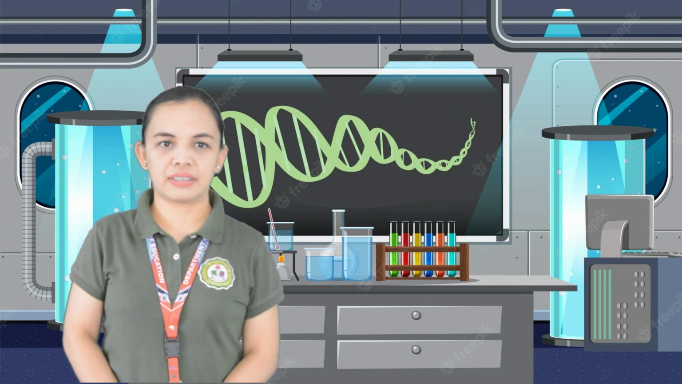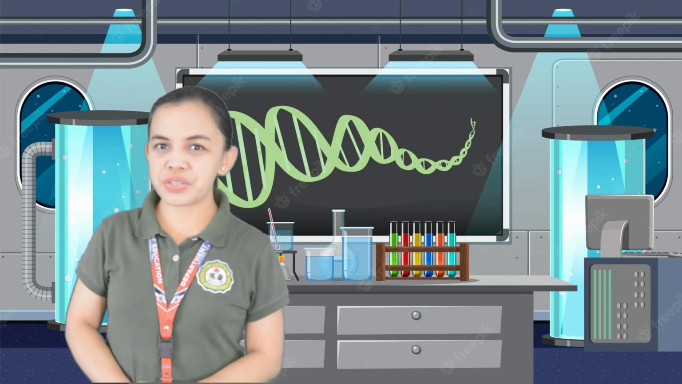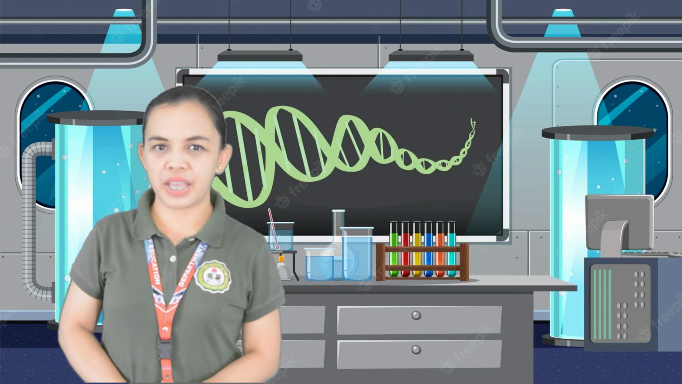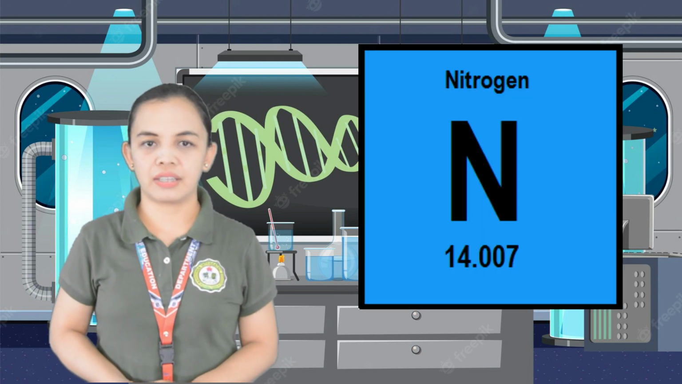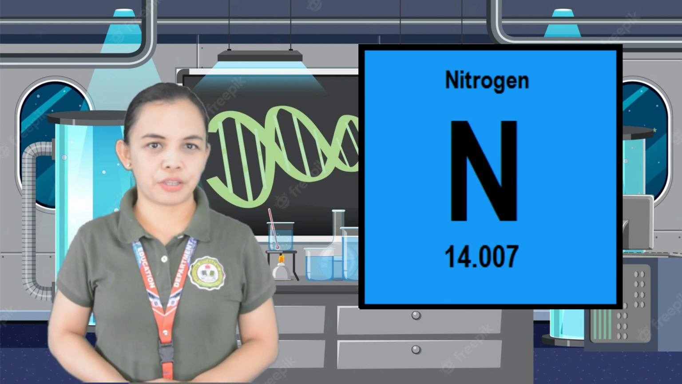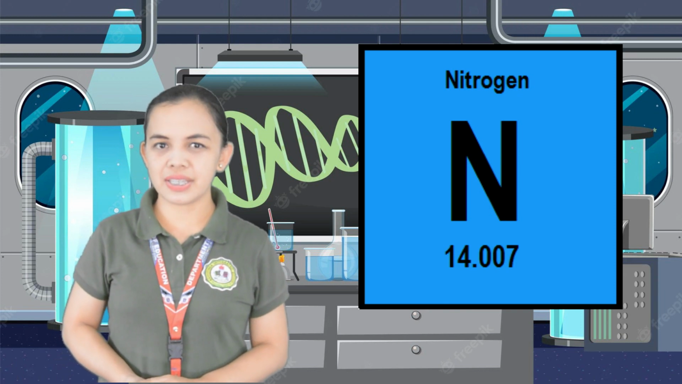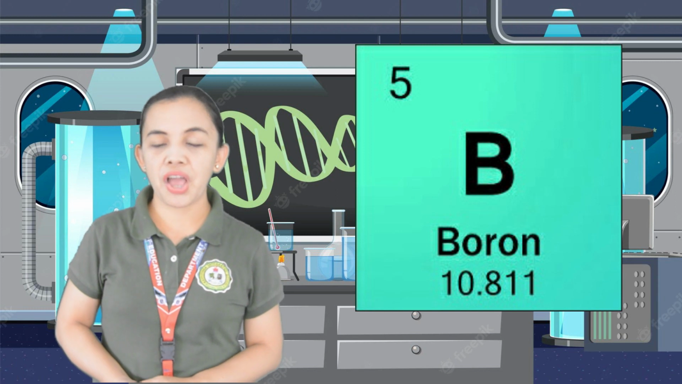First, elements can be written using the first letter of the name of the element. Example, nitrogen, N. Another is boron, B.